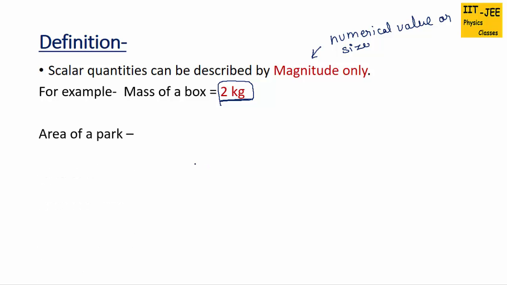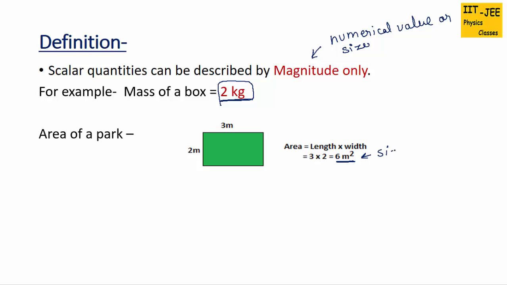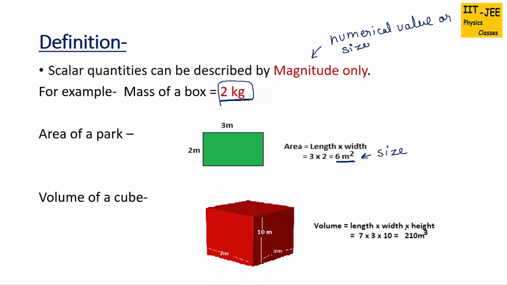Same way, area is also a scalar quantity. Area of this park can be found using this formula, length times width. So here 6 meter square is the area of this park, or you can say the numerical value or the size of the area. The same way, volume is also a scalar quantity and we can find volume of a cube using this formula, length times width times height, and here 210 meter cube is the numerical value or the size of the volume of this cube.